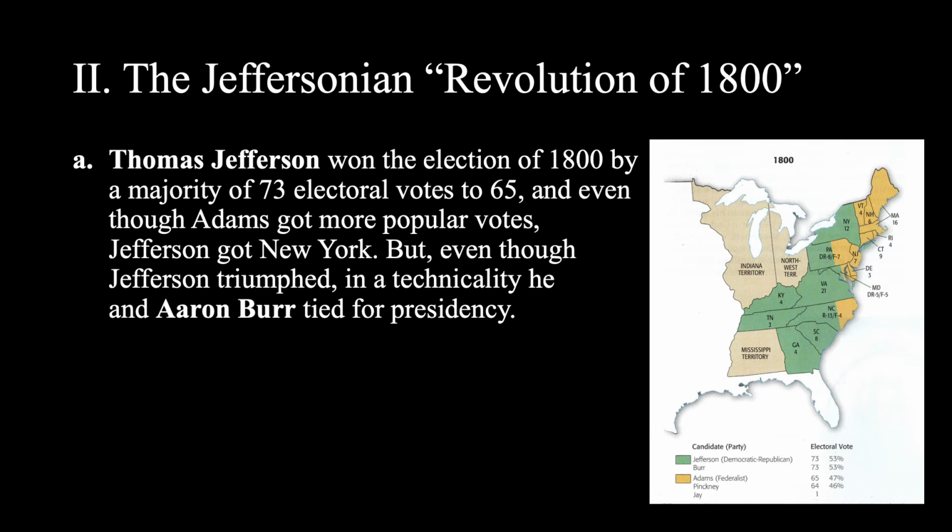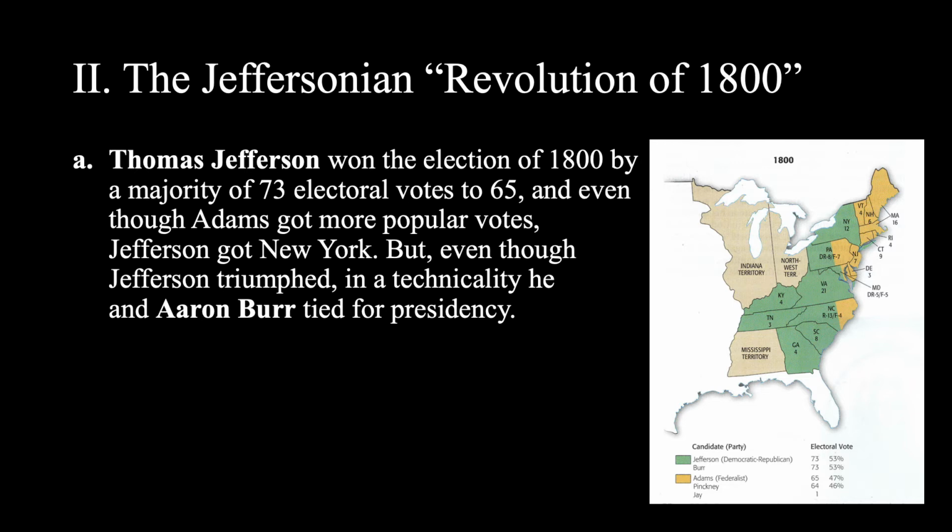Okay, so Jefferson wins 73 to 65 over Adams. Even though Adams did receive more popular votes, what really matters is the Electoral College. So you had more popular votes going to Adams. Jefferson does get New York, which was a pretty big prize at the time. But even with this triumph, like I said, it was technically a tie between himself and Aaron Burr.